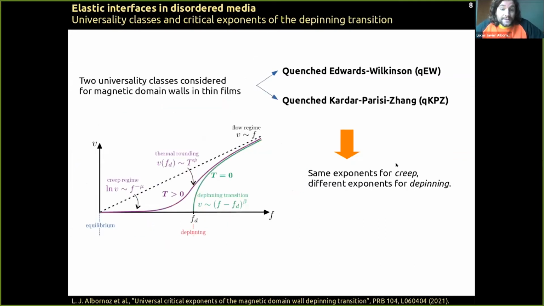The importance of these critical exponents is that they characterize the universality class to which the studied phenomenon belongs. In particular, for magnetic domain walls in thin films, two different universality classes are usually considered. And there are open questions regarding which one of these the depinning of magnetic domain walls in thin films belongs to.